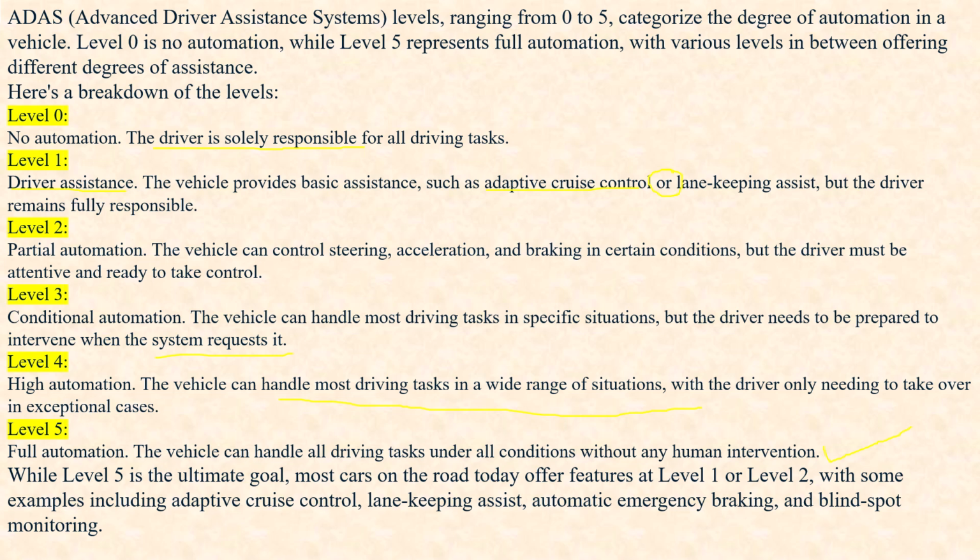Alright, I will conclude with this sentence: while level 5 is the ultimate goal, most cars on the road today offer features at level 1 and level 2, especially in a country like India. Level 1 and level 2 are mostly prevalent, with some examples including adaptive cruise control, lane keeping assist, automatic emergency braking, and blind spot monitoring. So these are the various kinds of ADAS features, and this is the categorization of these ADAS features.